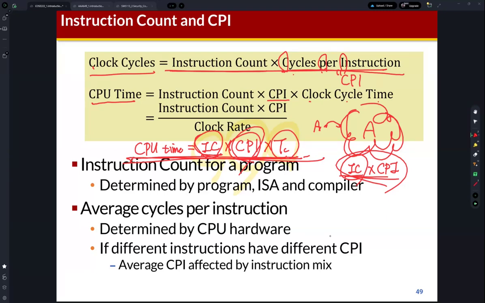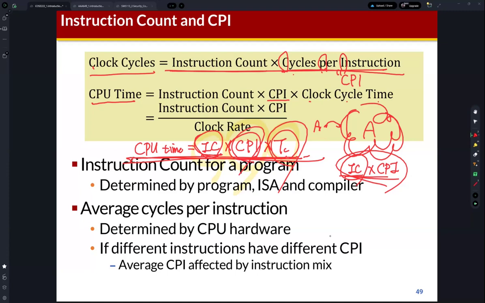Okay? It depends on the architecture, the microarchitecture, and the instruction set architecture, such as x86 or ARM. Also, this part is influenced by the compiler. Okay? And then the clock period. The clock period is influenced by hardware design and semiconductor technology.